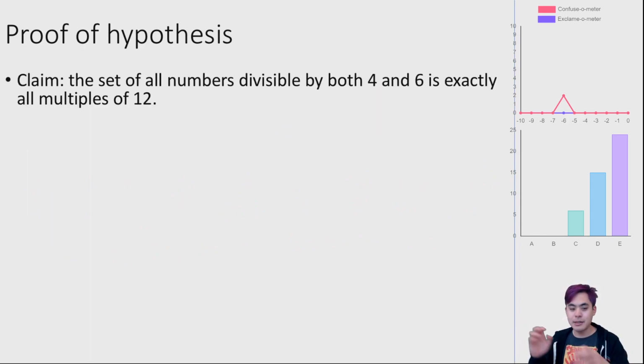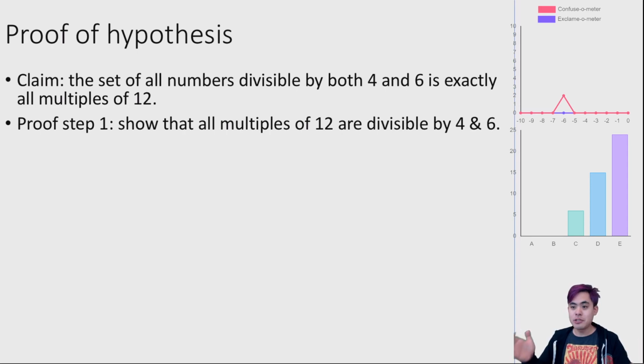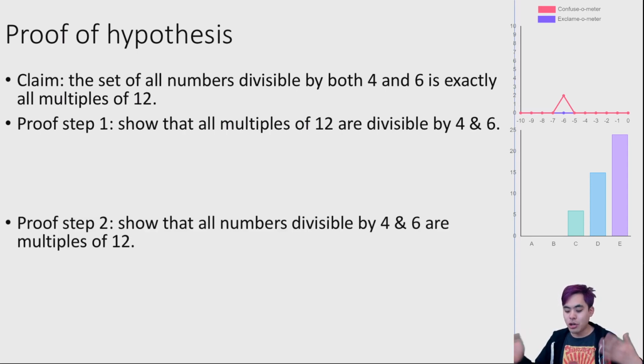So the claim is that the set of all numbers divisible by both 4 and 6 is exactly all multiples of 12. There are two steps to this proof. The first one is to show that all multiples of 12 are divisible by 4 and 6, and the second one is to show that all numbers divisible by 4 and 6 are multiples of 12. Let's start with the first step, which is pretty easy.